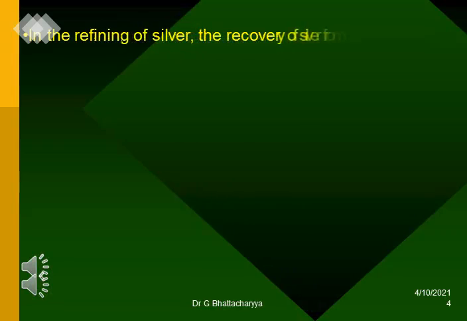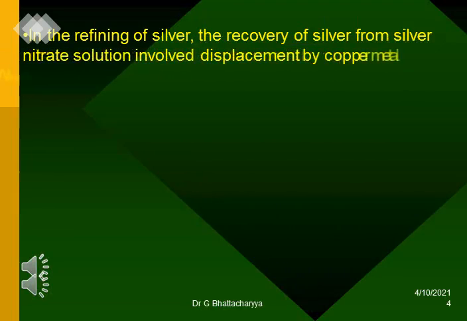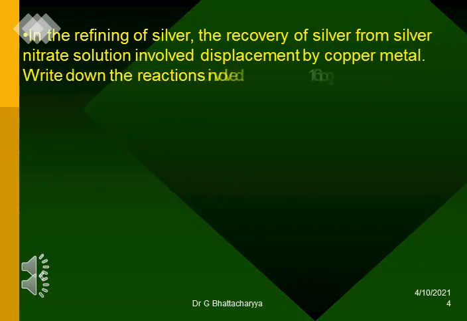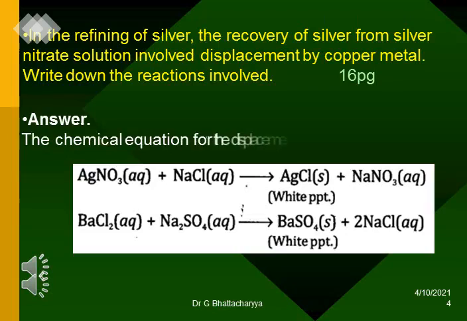In the refining of silver, the recovery of silver from silver nitrate solution involved displacement by copper metal. Write down the reactions involved. The chemical equation for the displacement reaction is AgNO3(aq) plus NaCl(aq) react and make AgCl solid, a white precipitate, plus NaNO3(aq). Another displacement reaction is also given here.